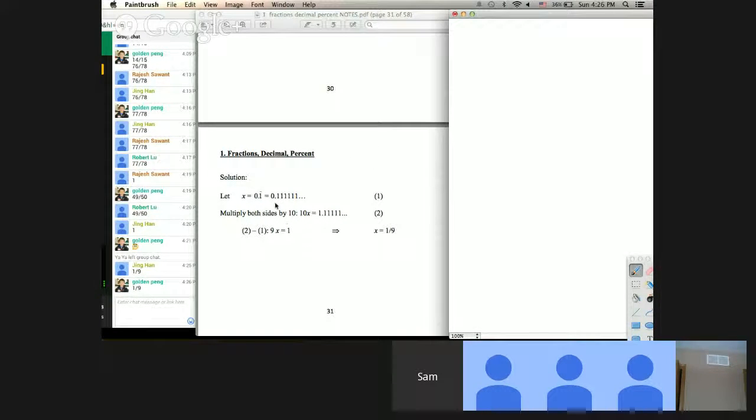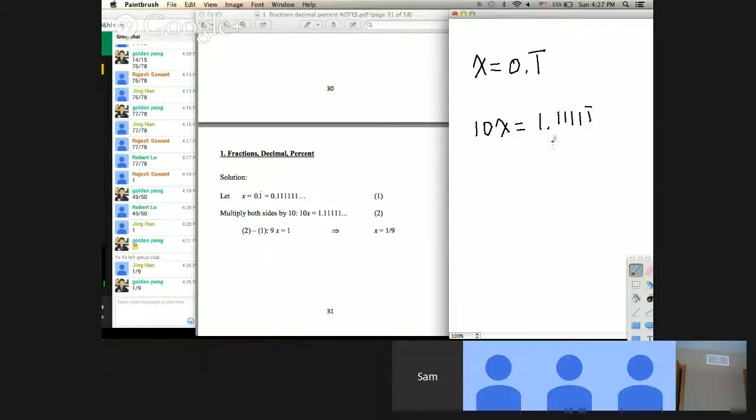So first you set x equal to your repeating decimal. So x equals 0.1 repeating. And then you multiply both sides by 10. So why do you multiply by 10? Because once you multiply by 10, let's multiply by 10 real quick. So 10x equals, now it's 1 point, and then 1, 1, 1, 1, repeating onwards and onwards, right?